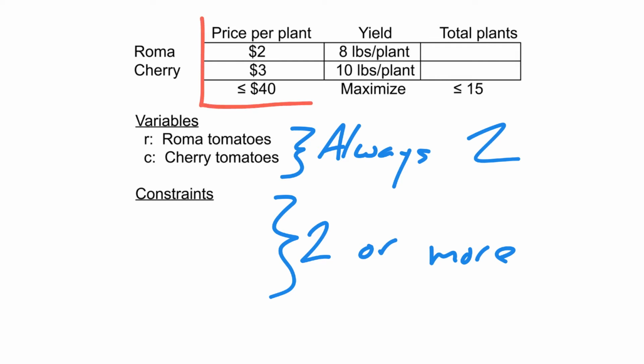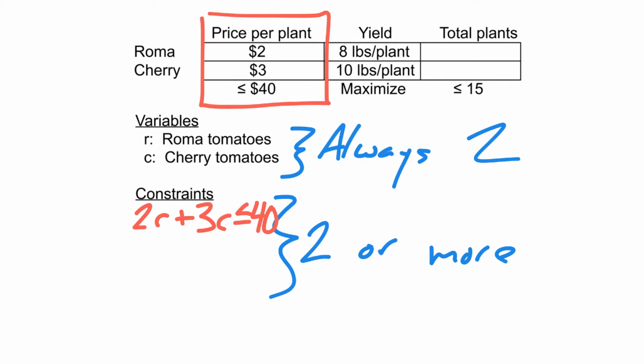So first one, price per plant. So I'm going to write a constraint for that price per plant. This is where the table is a beautiful structure. The table technically is just a structure I'm giving you to organize your thoughts. It's strictly not required, but boy does it help at this point, because my first constraint can be $2 per Roma plus $3 per cherry, having to be less than or equal to 40. Look at that. I just went down the table to write that constraint. That's our first constraint.